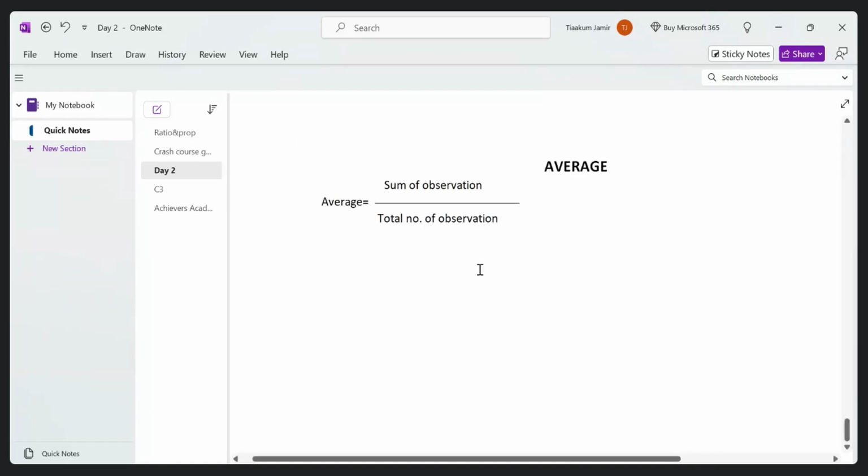Okay. Let's do average now. So ratio and proportion is very easy, right?